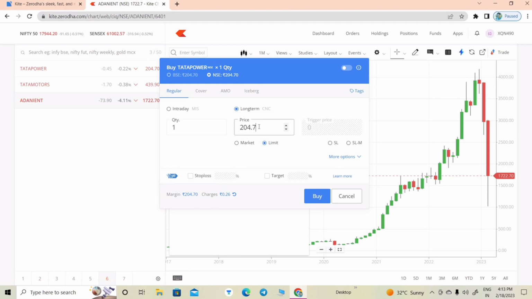That is, we don't get any leverage, and we require the total amount for buying. So that is the difference between the intraday and long time option. Then I am going to the intraday.